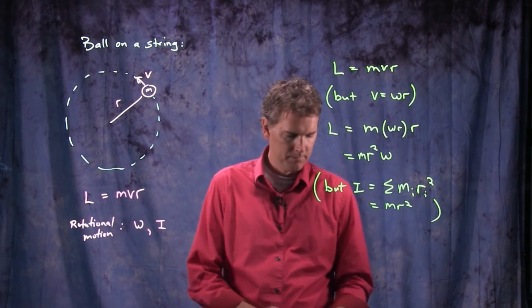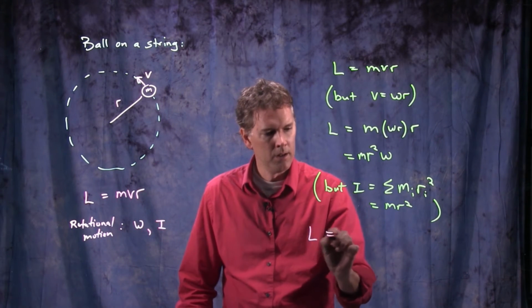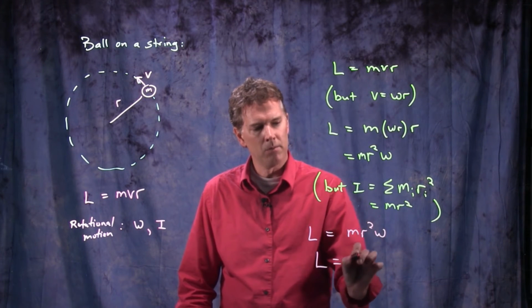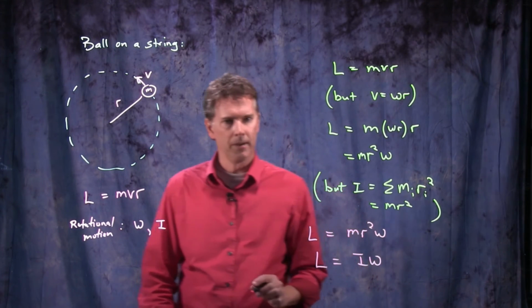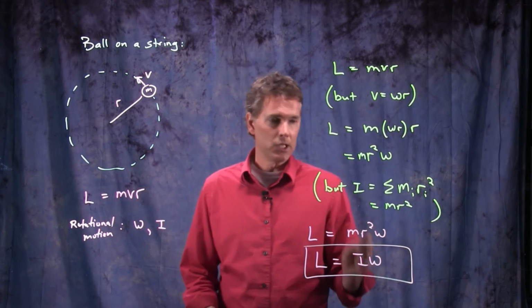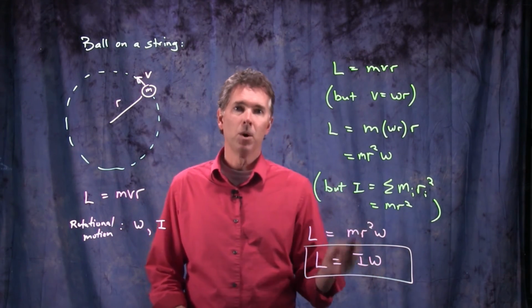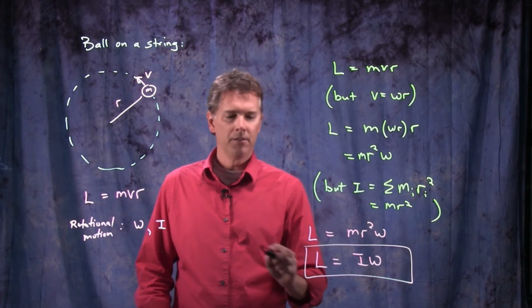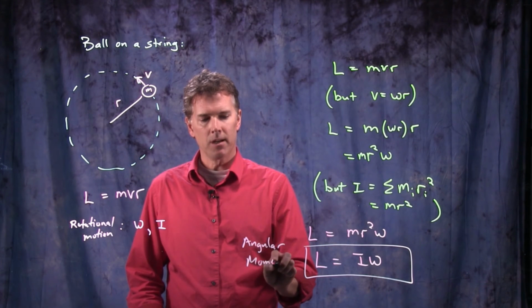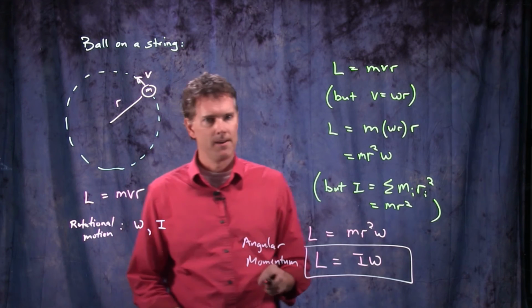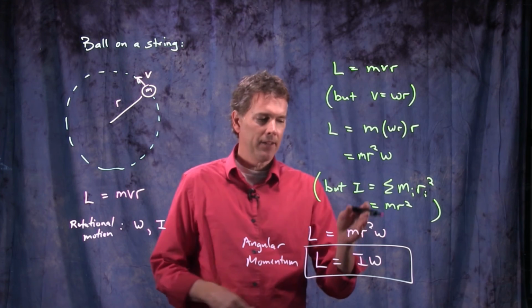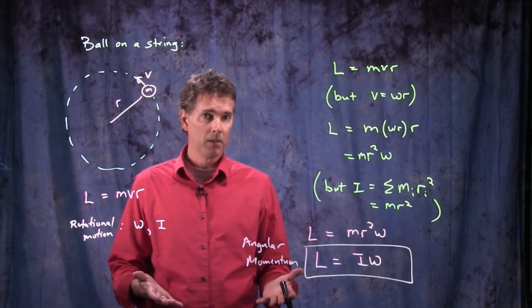And so now look what happens. L, which was m r squared omega, now becomes I times omega. This is angular momentum in terms of angular velocity and moment of inertia. And this applies not only to a ball on the end of a string, but any object that is rotating. Okay? Any object that is rotating, if it has a moment of inertia I and it has an angular velocity omega, this is the angular momentum.